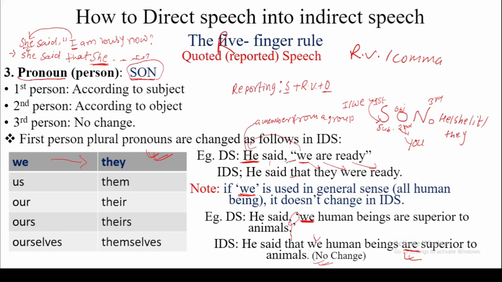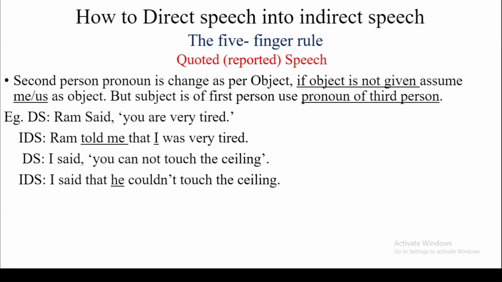So this is the matter of the change of pronoun rule. Now let's move further. If we have pronouns of second person, how do we change them? Second person pronoun is changed as per the object. If the object is not given, assume me or us as the object.